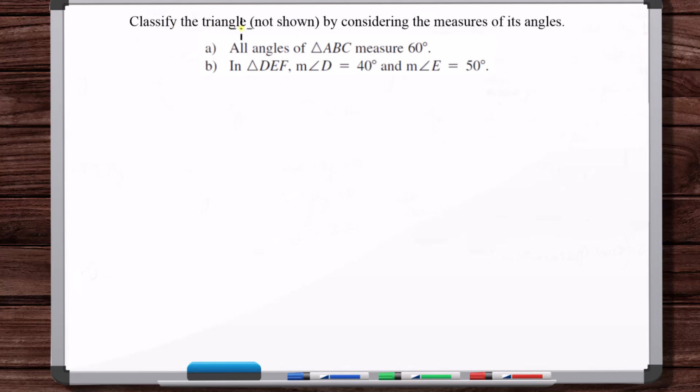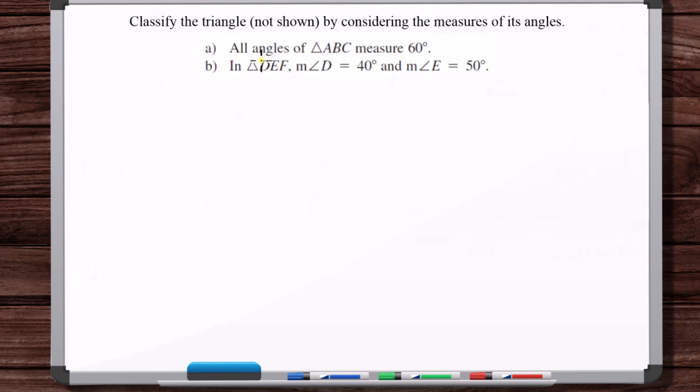Okay, classify the triangle, which is not shown, by considering the measures of its angles. So there's different ways of categories that triangles fall under, and there's different names, and a lot of these are intermixed. So if the context is you're talking about the lengths of the sides of the triangle, we just talked about different categories in that respect. Here, if the context is you're looking at the angles of a triangle, here's some more categories that we're gonna consider.